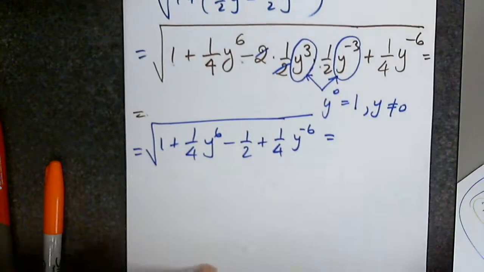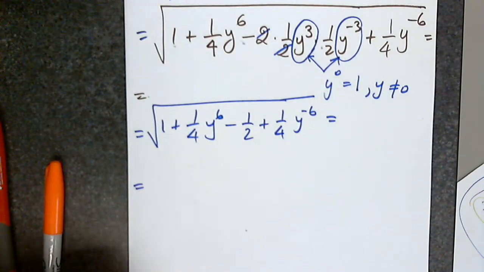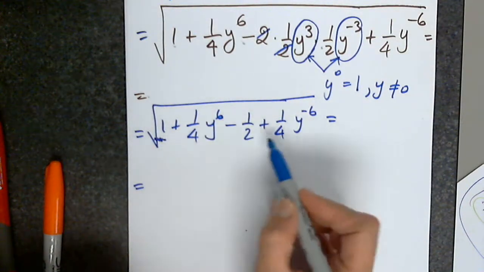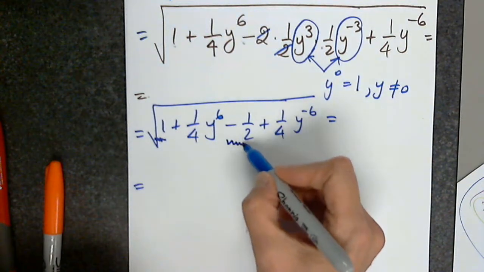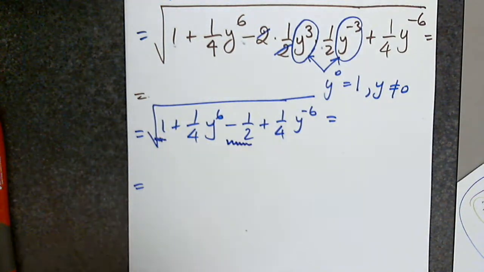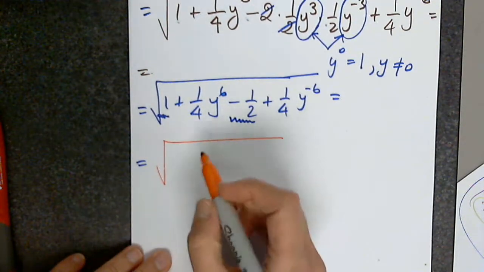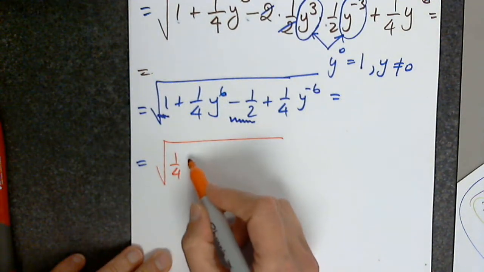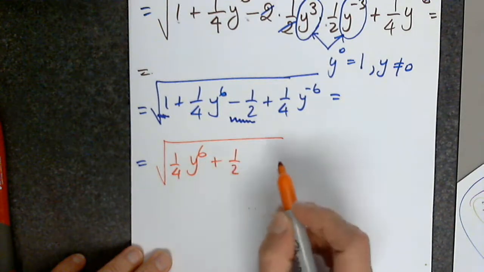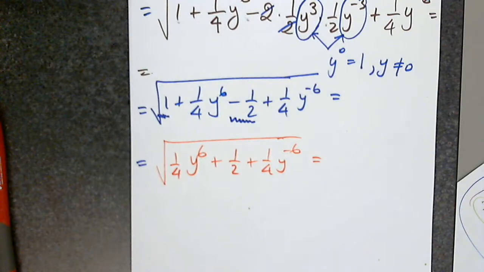Now, what will be the next step? Yes, I have to combine. No, I cannot cancel anything else, but I have to combine these two. Nothing else goes anywhere. So how much is 1 minus 50 cents? 50 cents, positive. Okay, so I copy 1/4 y to the 6th plus 1/2 plus 1/4 y to the negative 6.